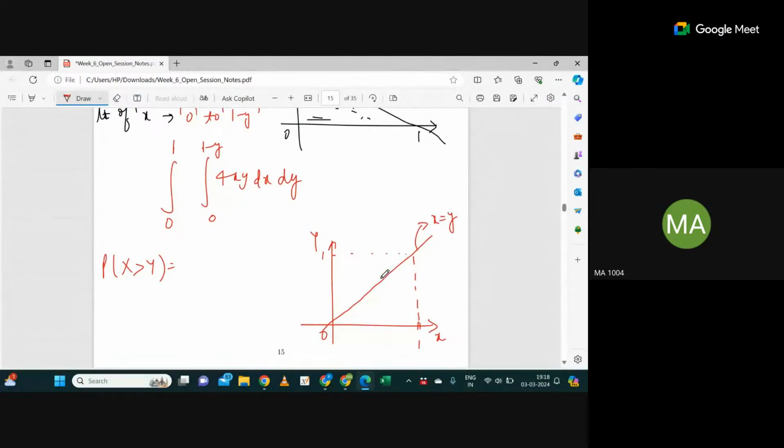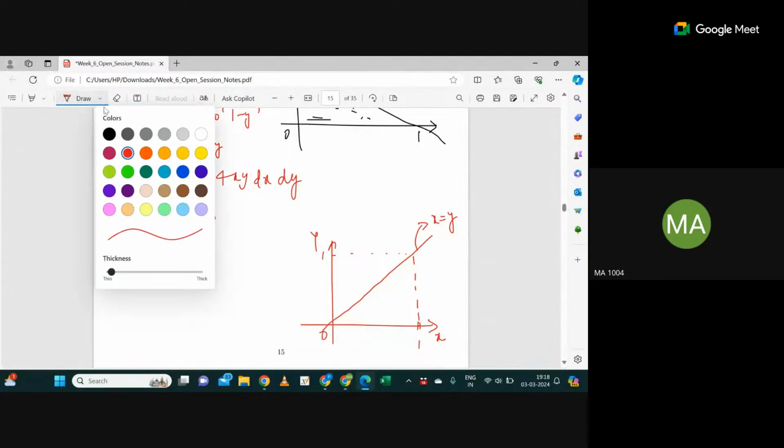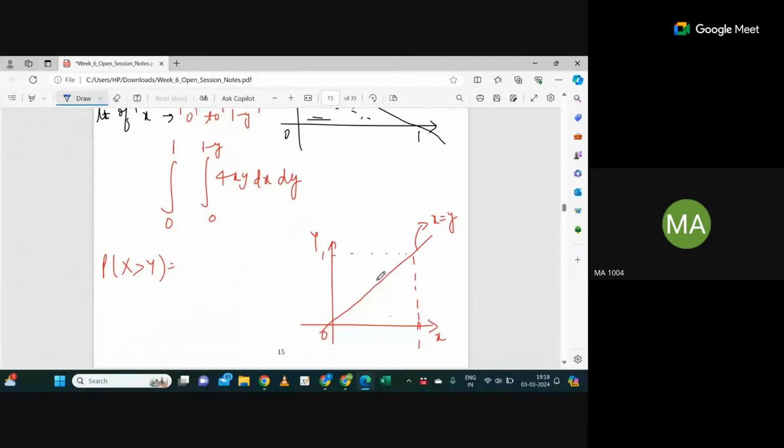Then if you want to draw, suppose I want the limit of y. Tell me what is the limit of y? I have to draw a parallel line to the y axis, right? So the limit of y will be 0 to x, because this is the y equal to x line. So 4xy dx dy. Is this fine so far?